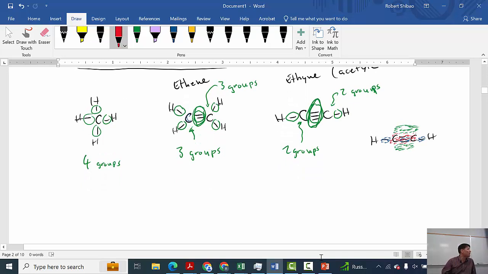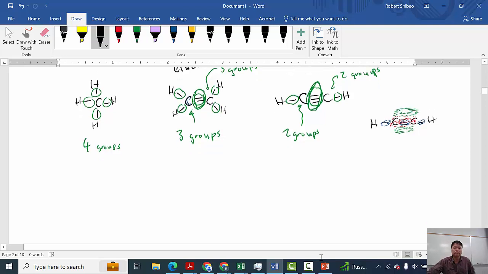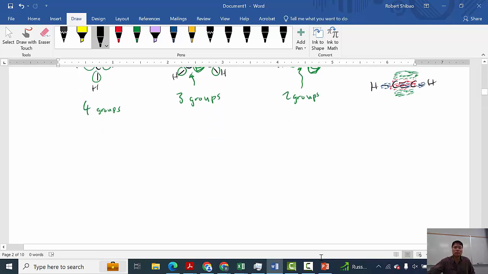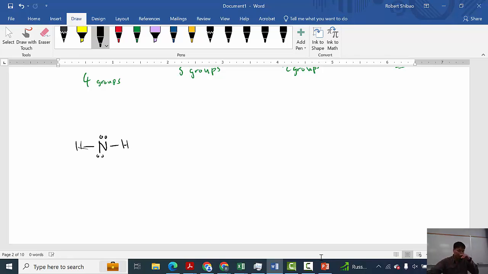Certain things can attack the pi electrons. Like you have something that comes in and attacks the pi electrons. Or the pi electrons attack something. The pi electrons are more prone to react. Let's take a look at some more examples here.